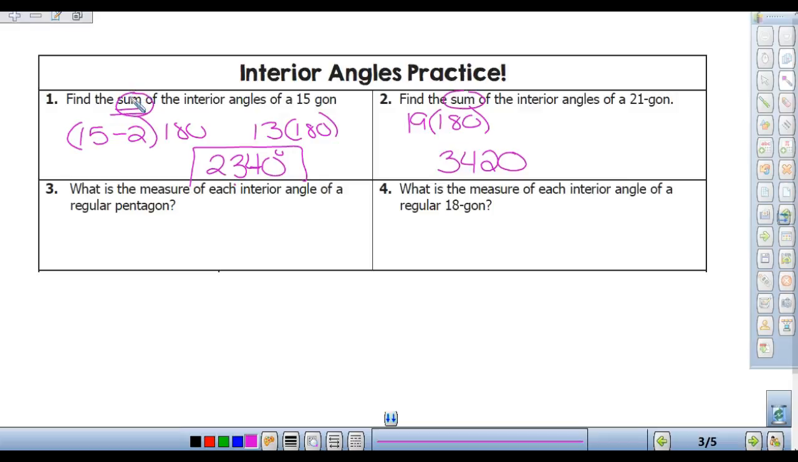If it wants each angle, okay, pentagon, how many sides? 5 sides. So I'm taking that 5 minus 2 times 180, which gives me 540. Now they want each angle, so I have to divide 540 by 5. So each angle is going to be 108 degrees.